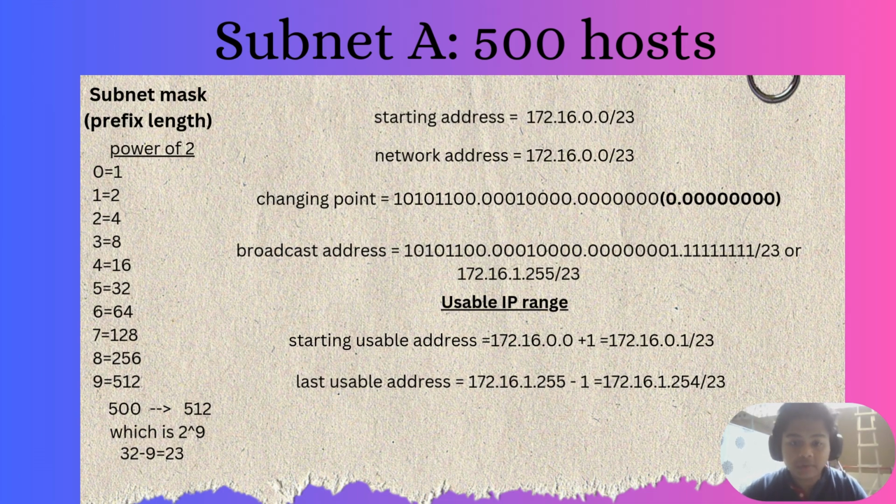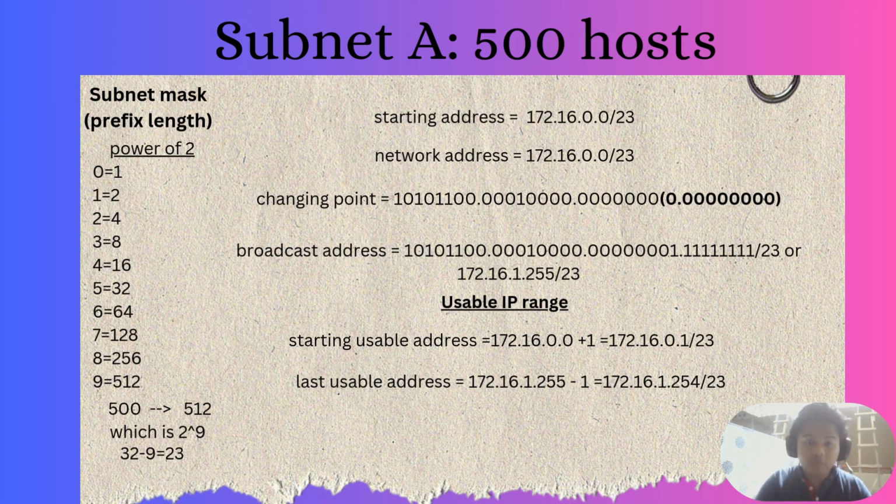The closest power of 2 is 512, which is 2 to the power of 9. To calculate it, we need 32 minus 9 to get 23. This is because IPv4 only has 32 bits.